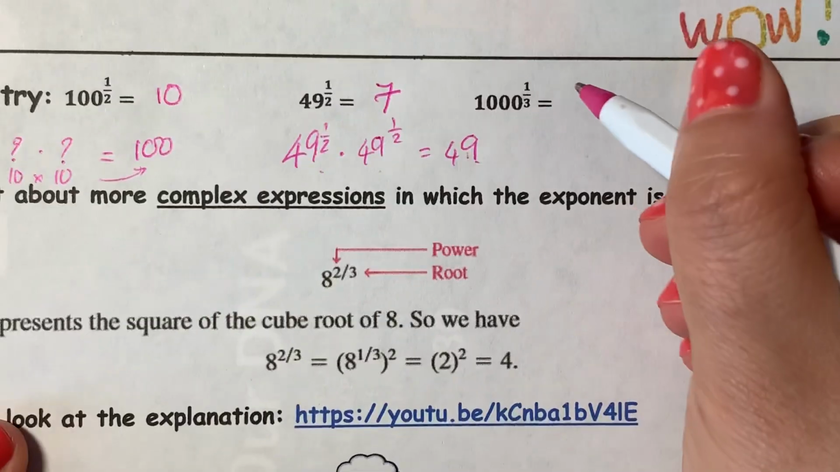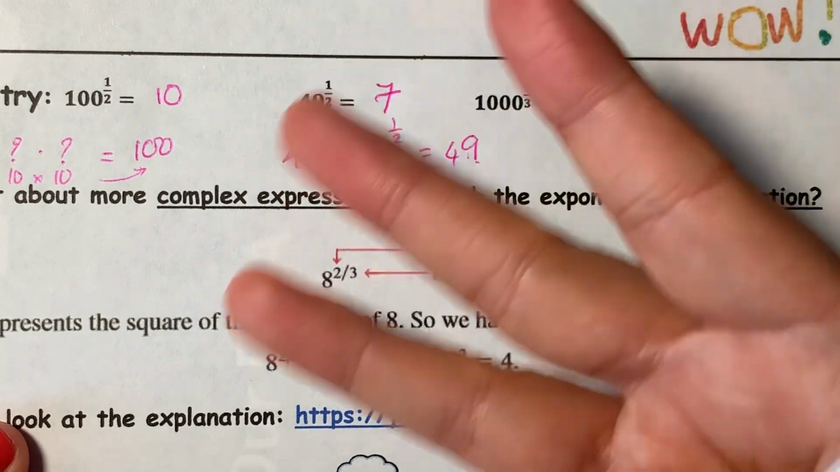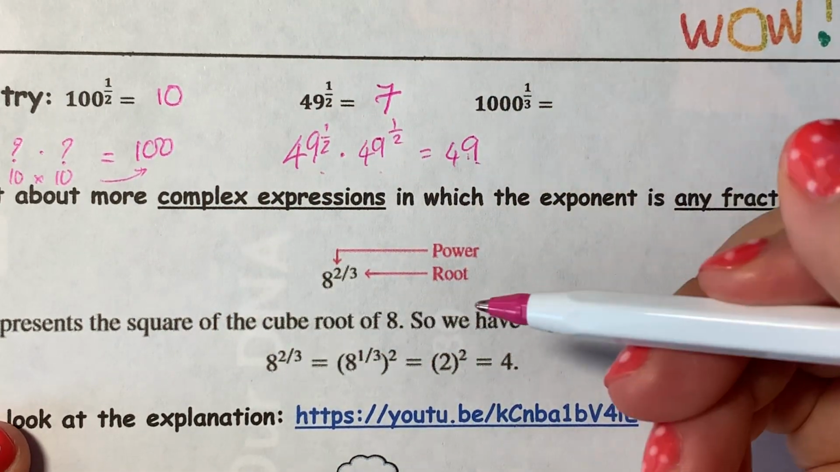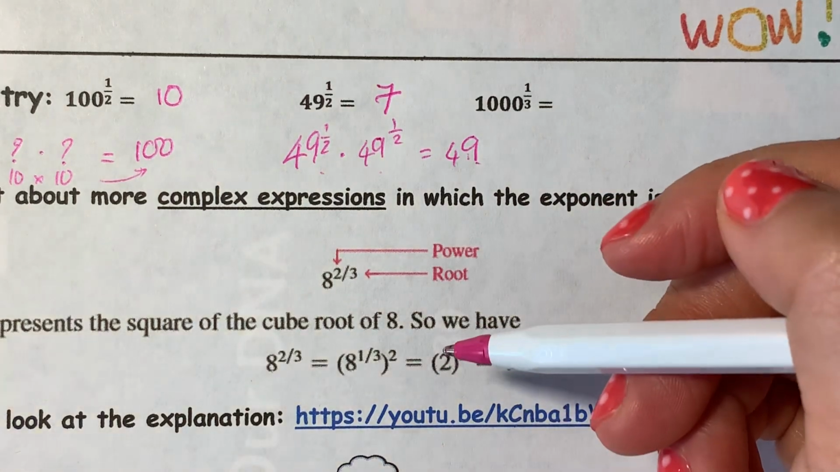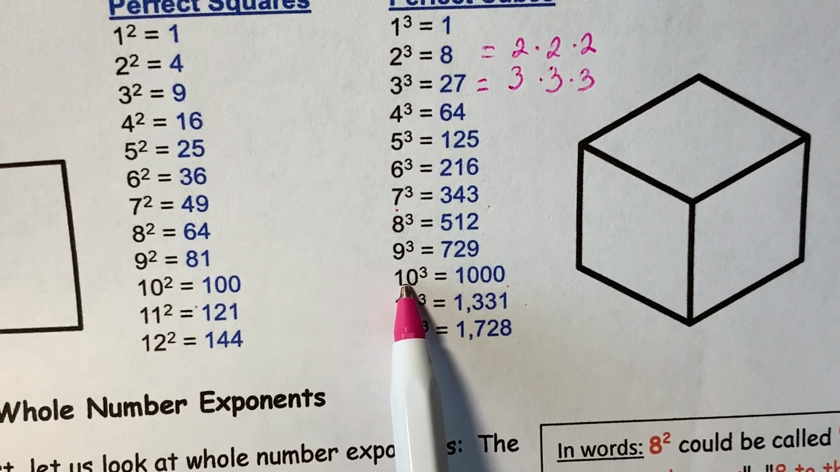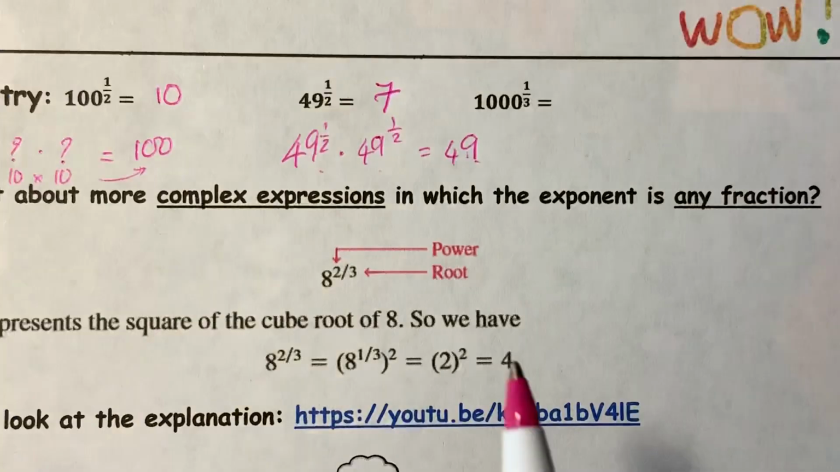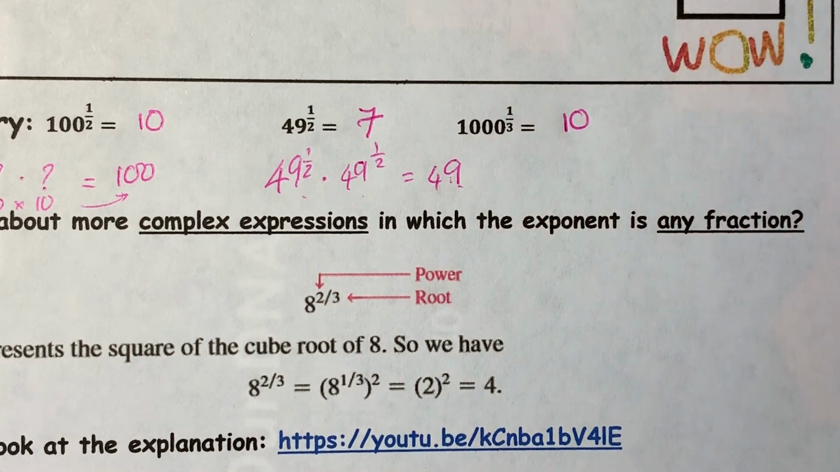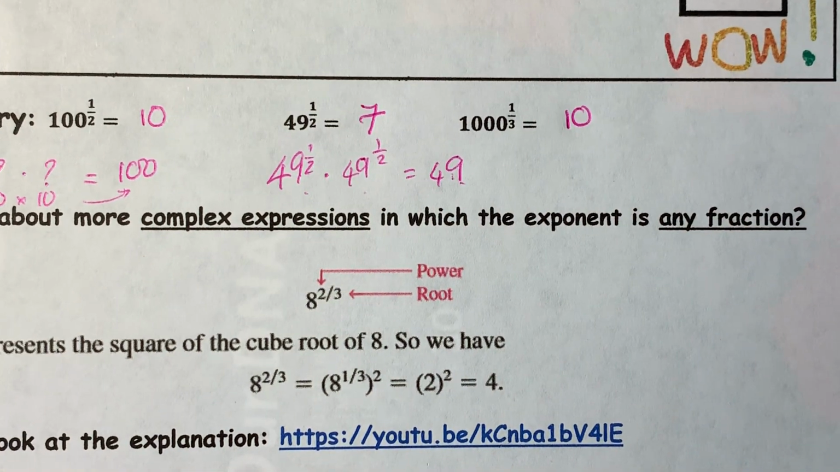Similarly, in the cube root, we need to multiply 3 numbers to give you 1,000. Based on the list that we saw in the front, 1,000 is 10 multiplied by itself 3 times. So the cube root of 1,000 is 10. Does that make sense?